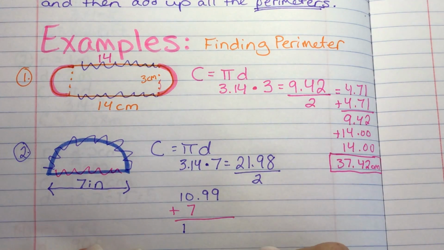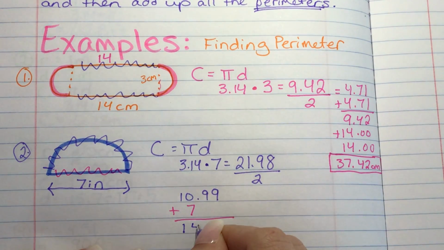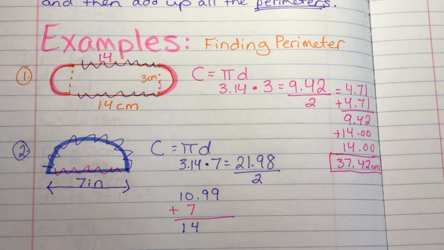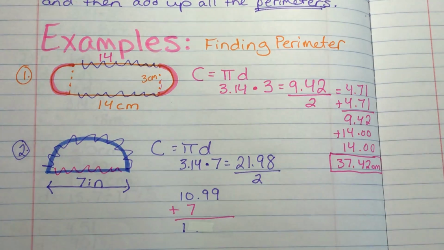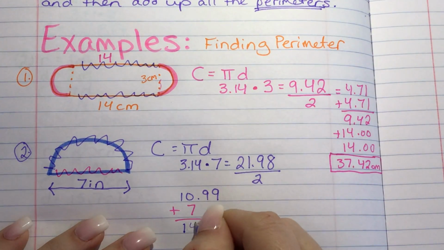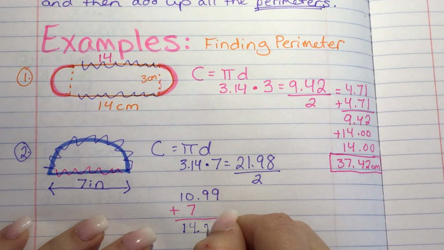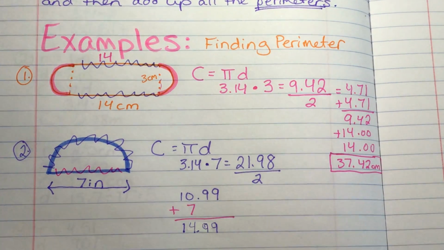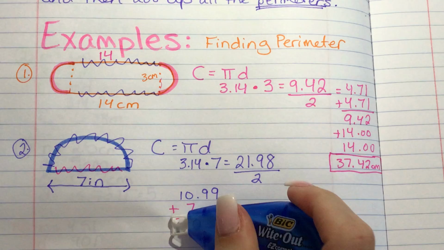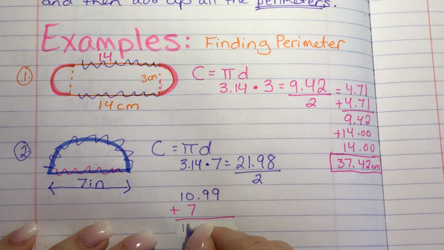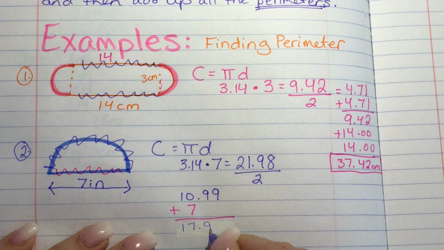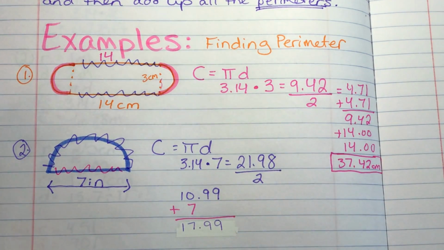14.99. Or 17.99. 14.99? No, 17. I said 14 on this one. It's okay. 17. So I just did it again. Oh my goodness. It has been a day, y'all. 17. Whew. My bad. All right.